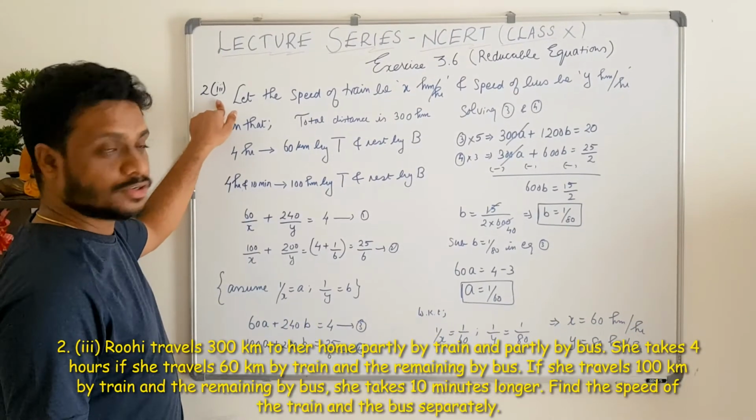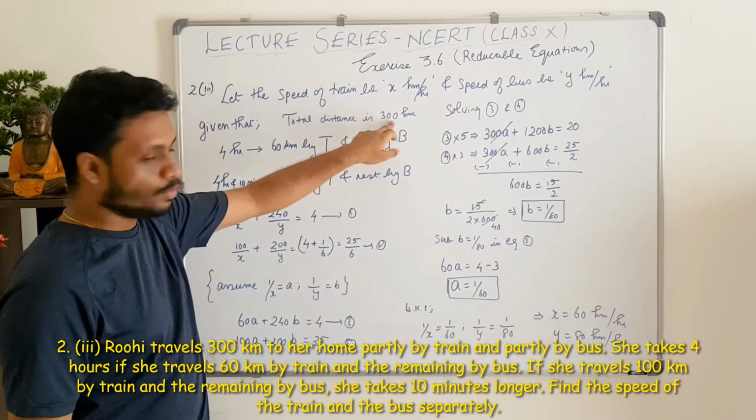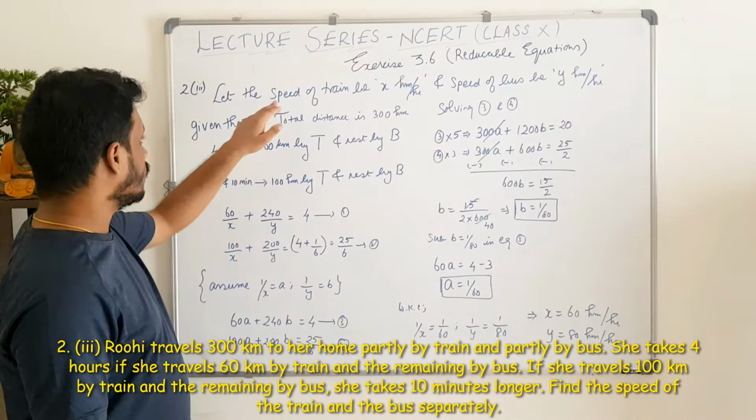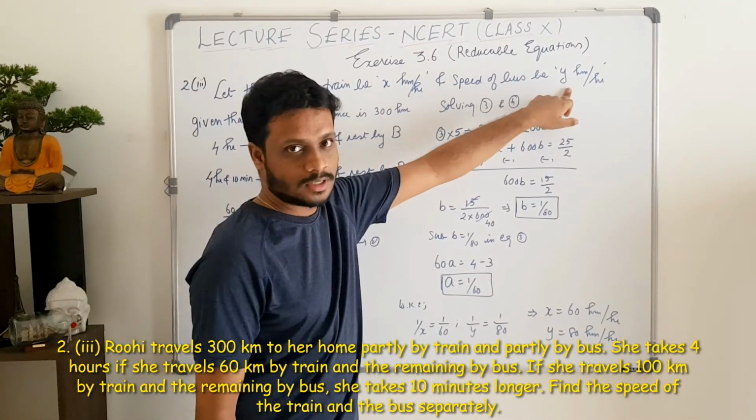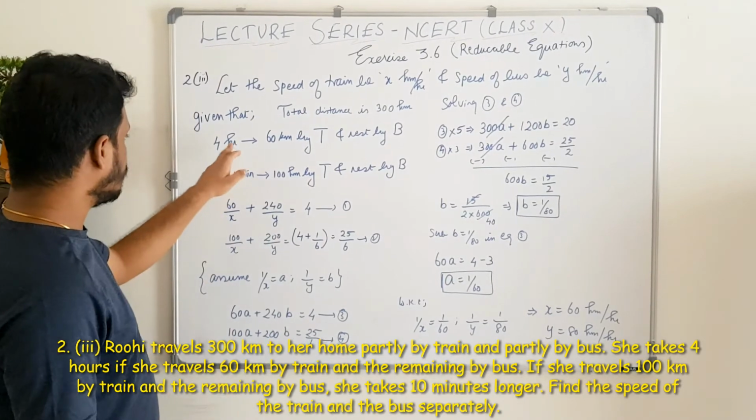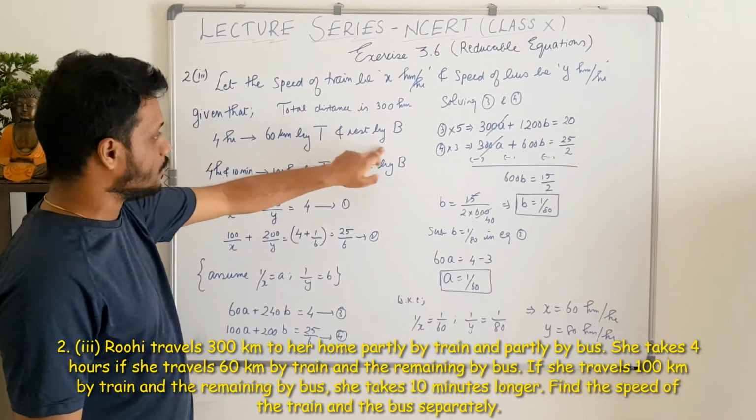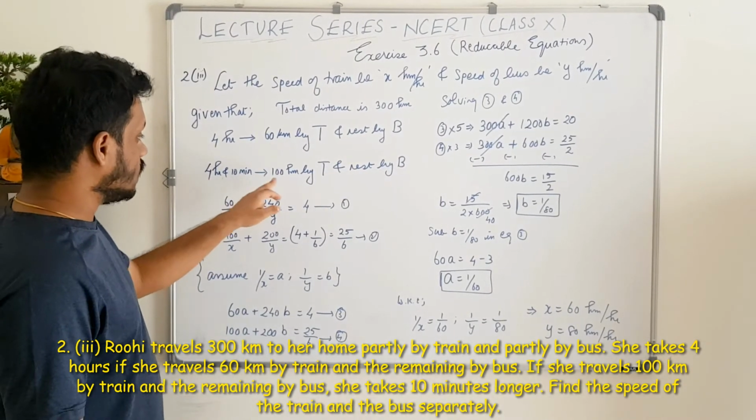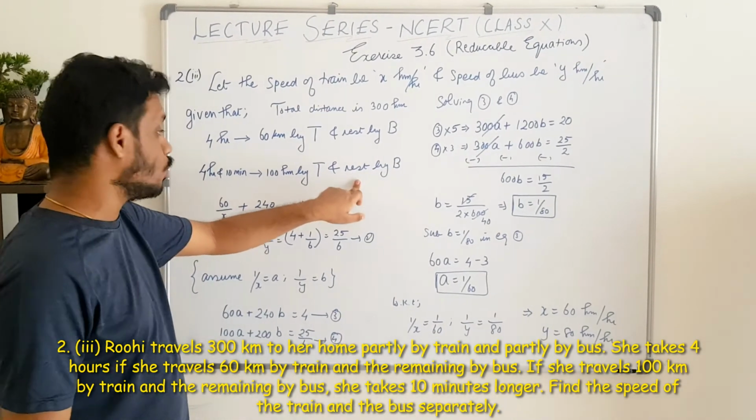The last subdivision. So here they have told Ruhi travels to her home, which is 300 kilometers from her place, and she travels partly by train and partly by bus. So we are assuming the speed of the train to be x kilometers per hour and speed of the bus to be y kilometers per hour. According to the question, she takes 4 hours when she travels 60 kilometers by train and the rest by bus, which is the remaining 240. And she takes 4 hours and 10 minutes if she travels 100 kilometers by train and the rest by bus, which is 200 kilometers.